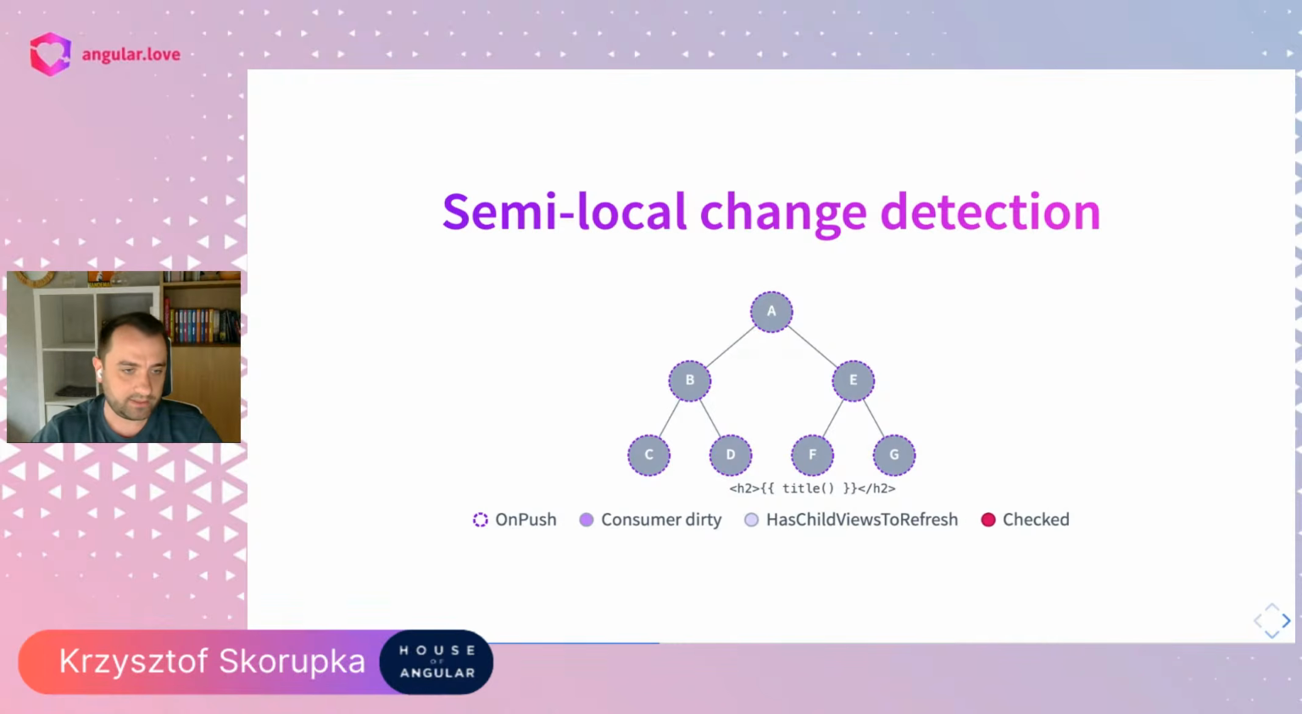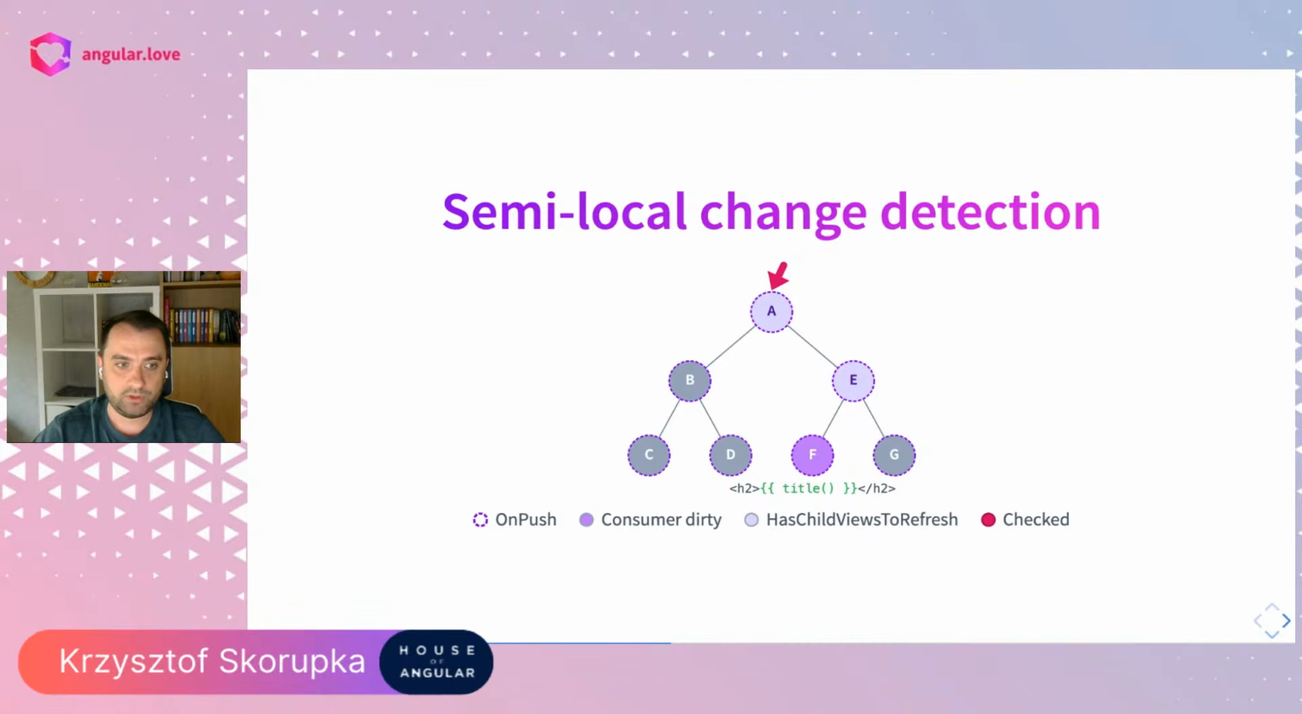So as you can see, in this case, we have some header in the F node. It gets a new value for this signal. We highlighted it in green to show that. So its consumer is marked dirty. Then the process starts and the HasChildViewsToRefresh flags are propagated up to the root. So this is really similar to dirty marking, but as you can see, different flags or different bits are set to these components.